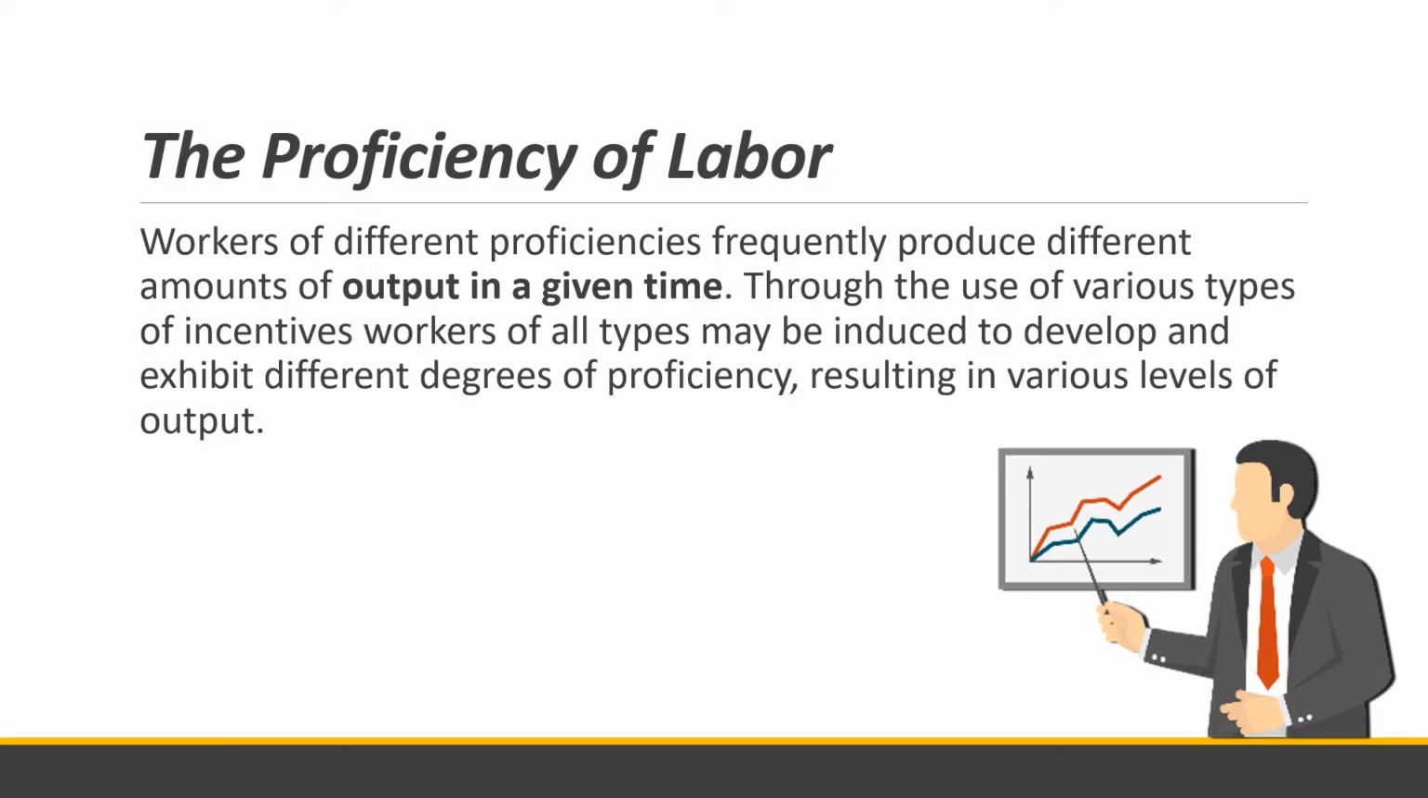Next is the proficiency of labor. Workers of different proficiencies frequently produce different amounts of output in a given time. Depending on the skill of the laborers, each one could give a different output at a given time. Through the use of various types of incentives, workers of all types may be induced to develop and exhibit different degrees of proficiency, resulting in various levels of output.